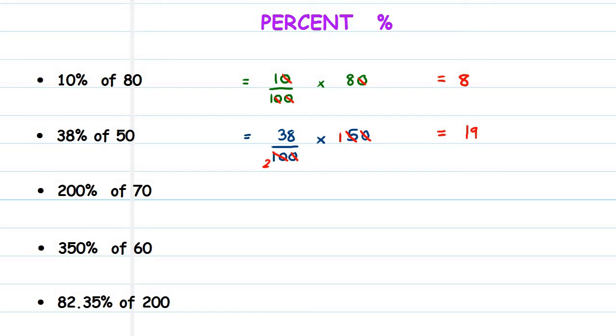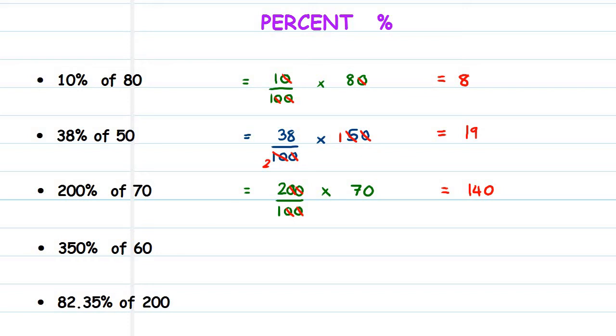Alright, how about 200% of 70? 200% means 200 divided by 100. Of means multiply. 70 means 70. And we can simplify this by crossing out the zeros. So we'll be left with 2 times 70, and it's gonna be 140.